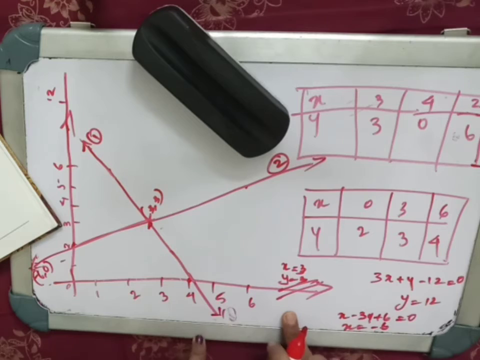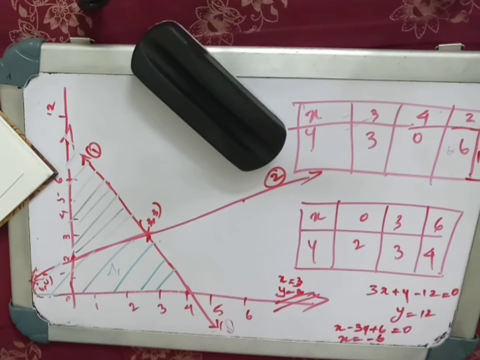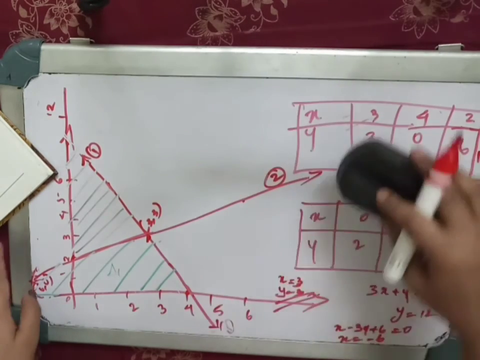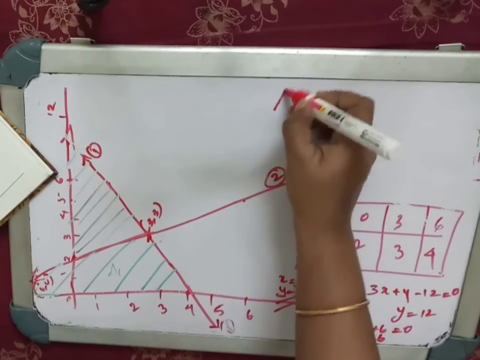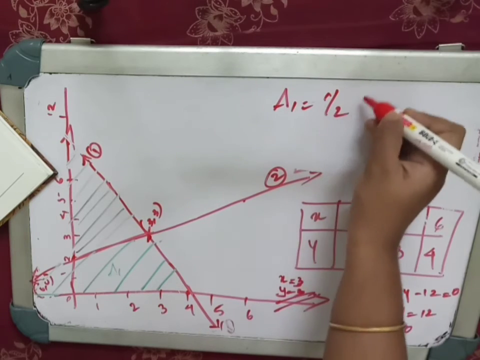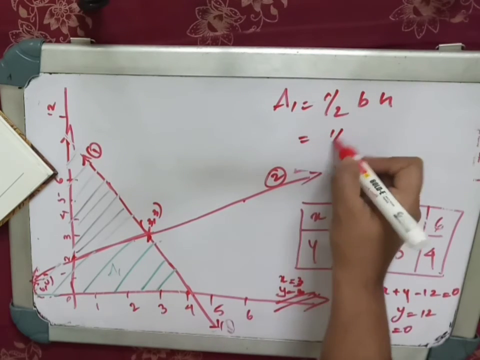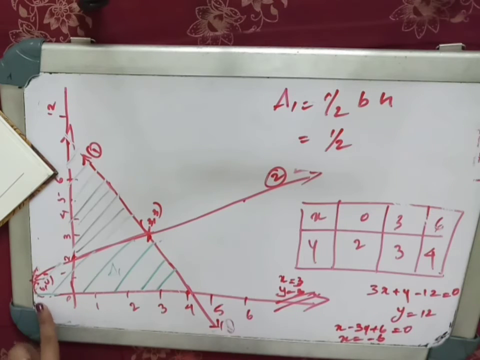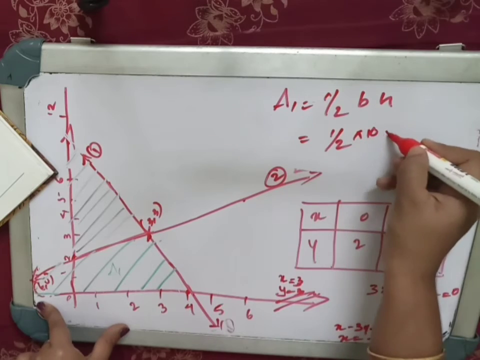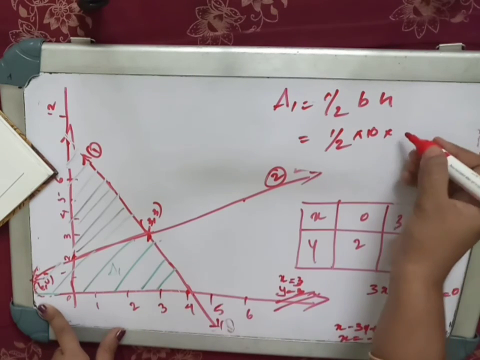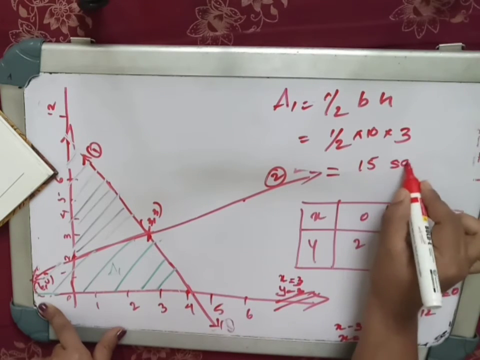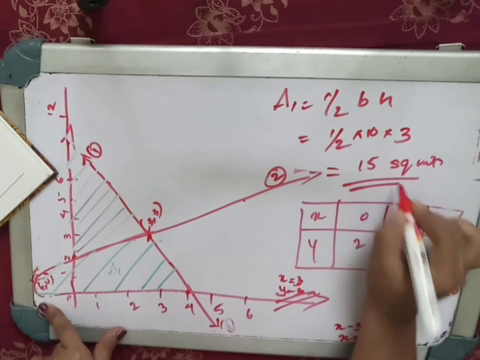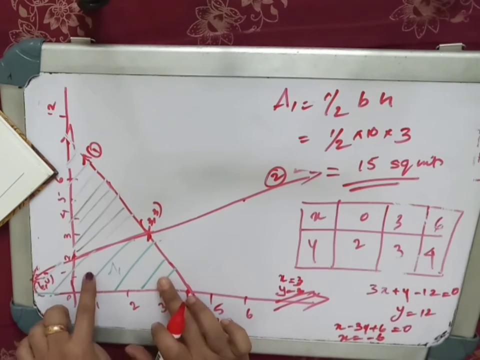So hence, solve graphically. Let's find the area of these two triangles. Area of the first triangle is given as A1 is equal to, area of a triangle is given as half BH. So let us see what is the length of the base here. The base will be from minus 6 to plus 4, and that will be 10 units, and height is 3. So the area of the triangle will be 15 square units. Area of first triangle is 15 square units.